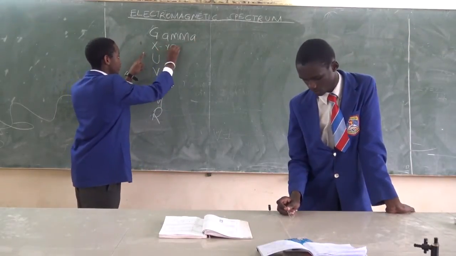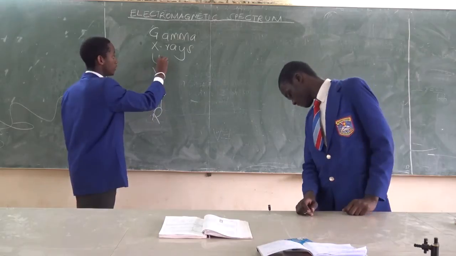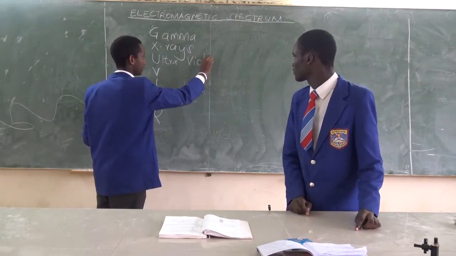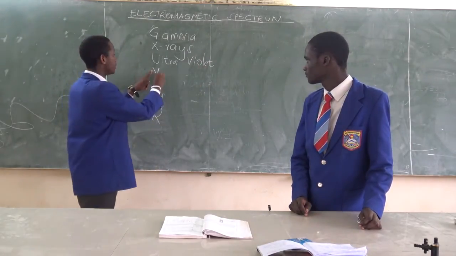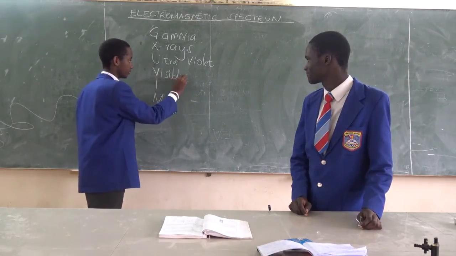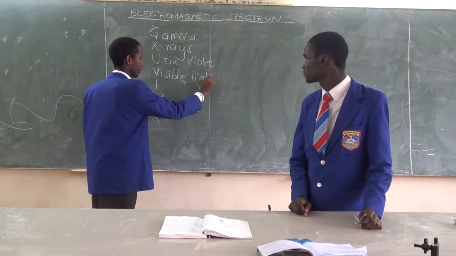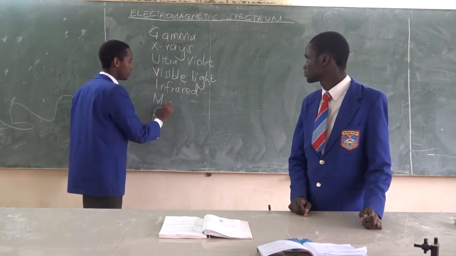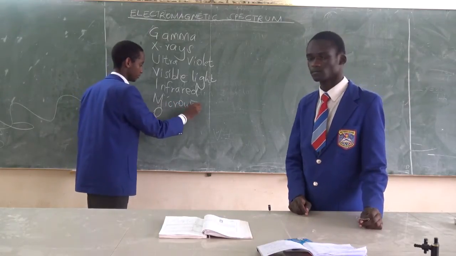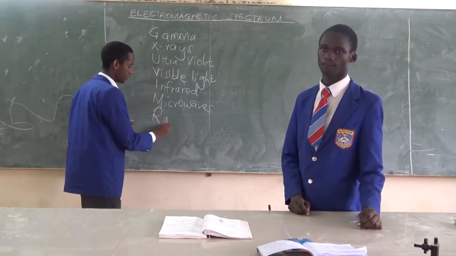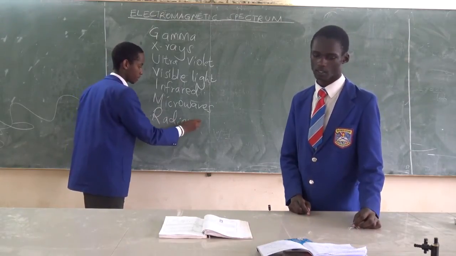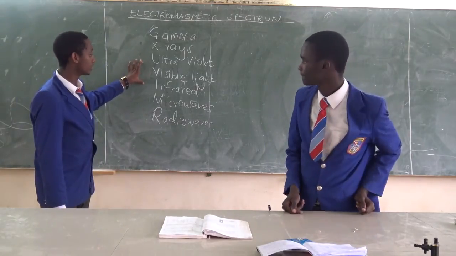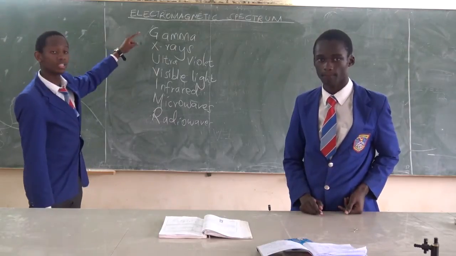X for X-rays, U for ultraviolet, V for visible light, I for infrared, M for microwaves, and R for radio waves. So these are the electromagnetic waves that form the electromagnetic spectrum.